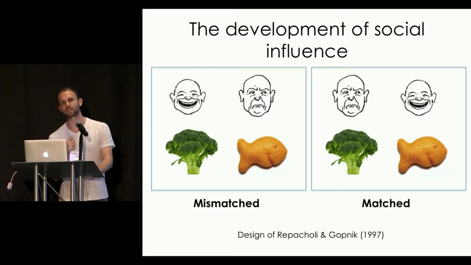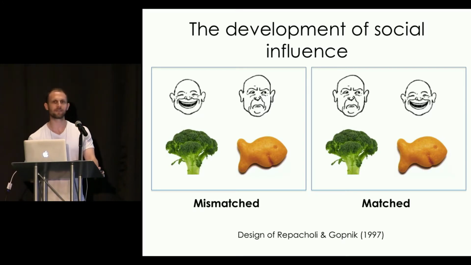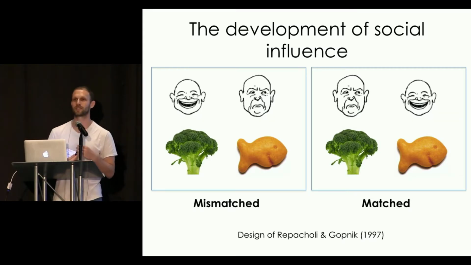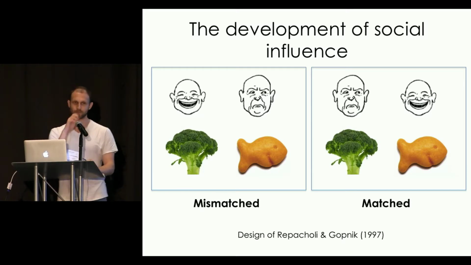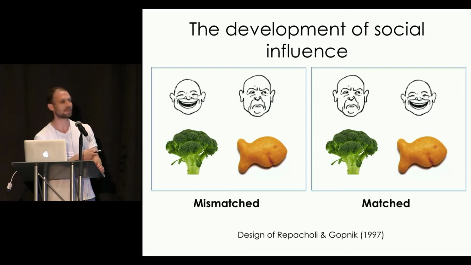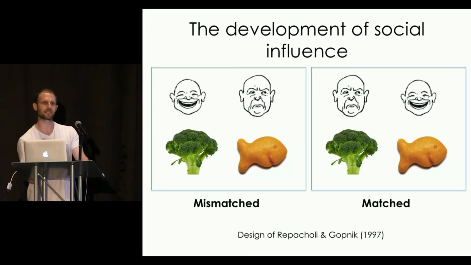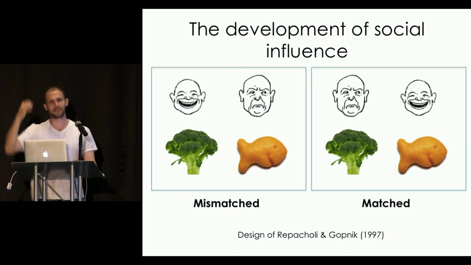And what they found was that 14-month-olds tend to give goldfish to the experimenter in both conditions, right? So they basically thought the experimenter would like goldfish no matter what expression the experimenter made in response to eating goldfish. Whereas by 18 months, they figured out that the experimenter had different preferences from themselves, so in the mismatch condition, they should give broccoli to the experimenter, even though they themselves don't want broccoli.